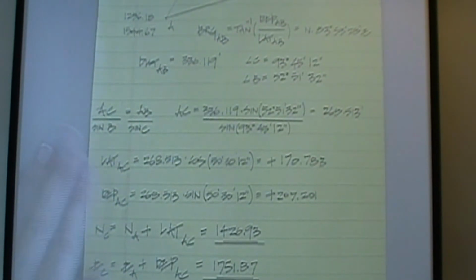Now we're going to add those directly to the coordinates of A. So notice the northing of A plus the latitude A to C gets me my ending coordinate of 1426, and then the easting of A plus the departure A to C will give me that 1751 of EC.